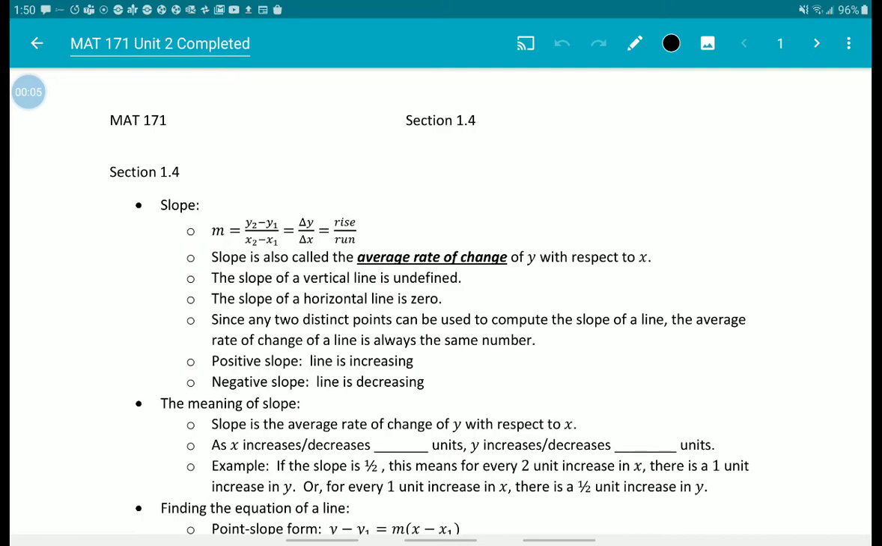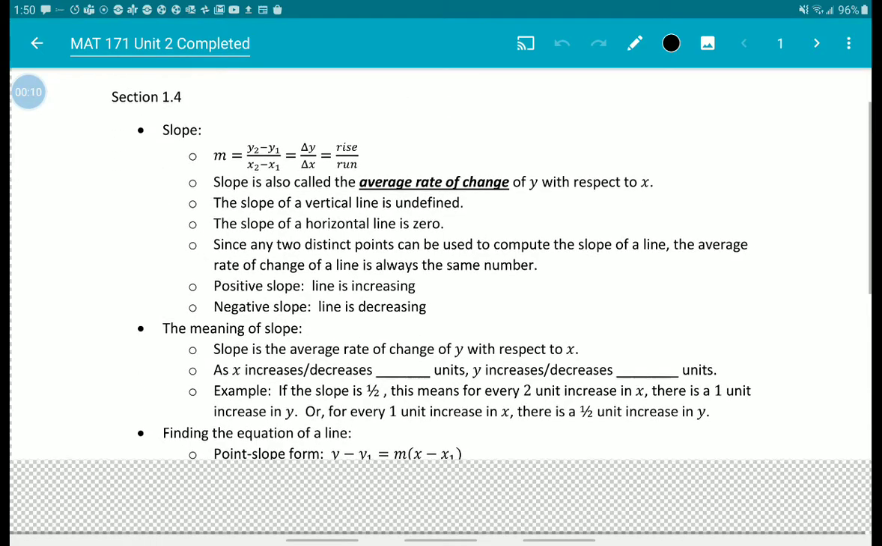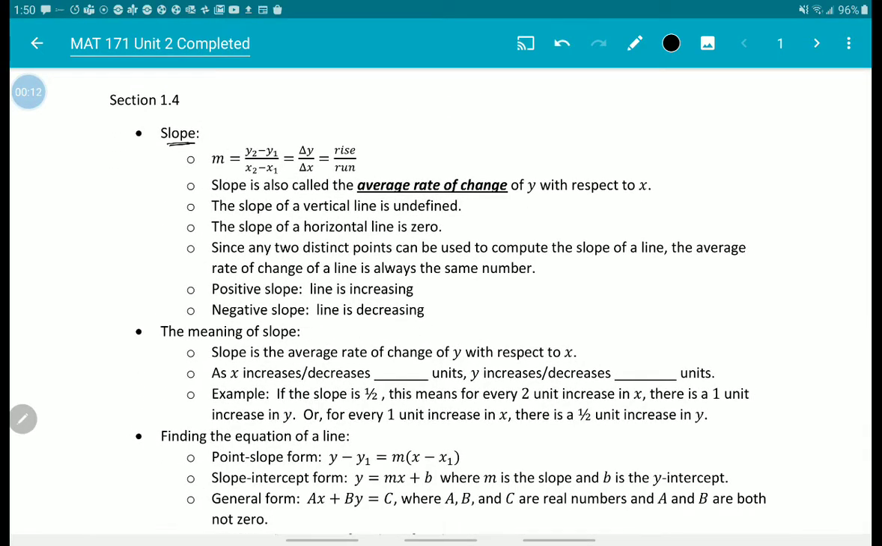We're going to start this section by reviewing some information about lines. So when we talk about the slope of the line, we're talking about steepness. Slope, remember, is the difference in the y values over the difference in the x values, and we're commonly referring to that as the rise over the run.